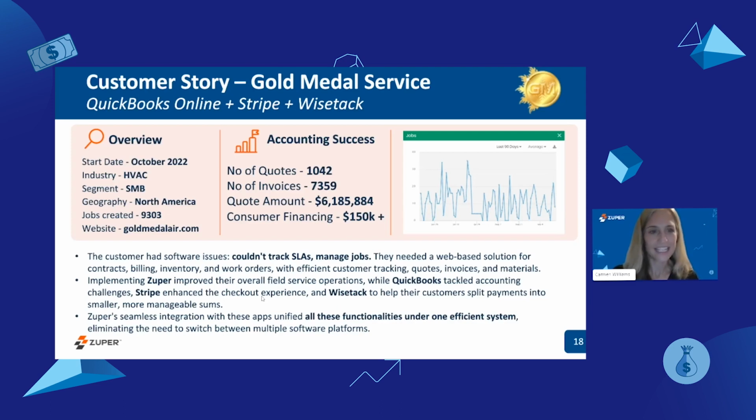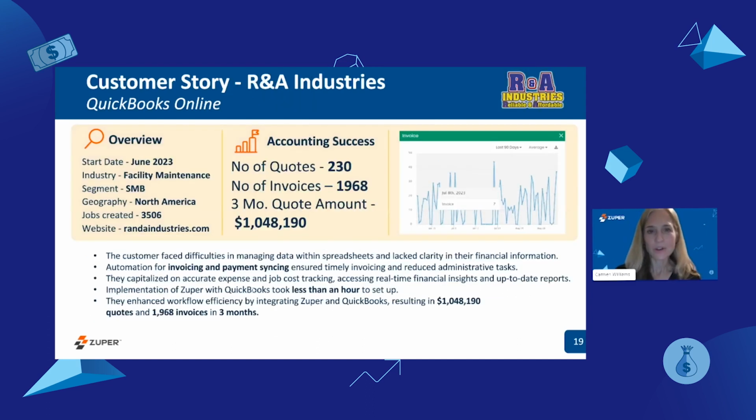They're an HVAC company in North America, and a nice typical kind of customer that we have. We also have R&A Industries, and they're a fun example because within about 3 months, they got everything up and going and onboarded with their QuickBooks Online, and over $1 million in quotes in 3 months. So really fast ROI realized for this business, a facility maintenance business also in North America.